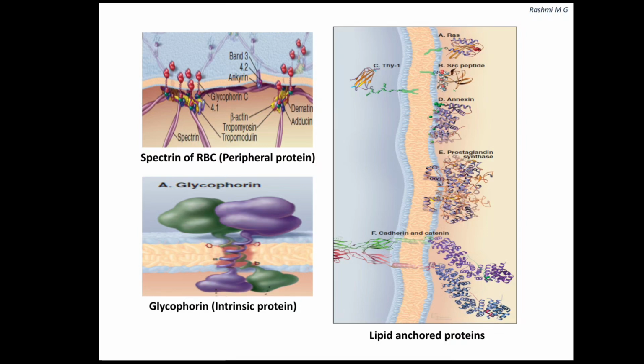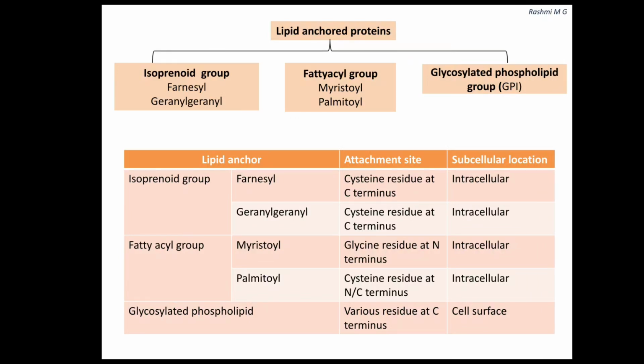Glycophorin is a major single-pass transmembrane protein of RBC. It is a small glycoprotein of 131 amino acid residues. It was the first membrane protein for which the complete amino acid sequence was determined. Despite its abundance in the plasma membrane of RBC, its function remains unknown. Membrane proteins which are covalently bound to lipid molecules are called lipid-linked or lipid-anchored membrane proteins.